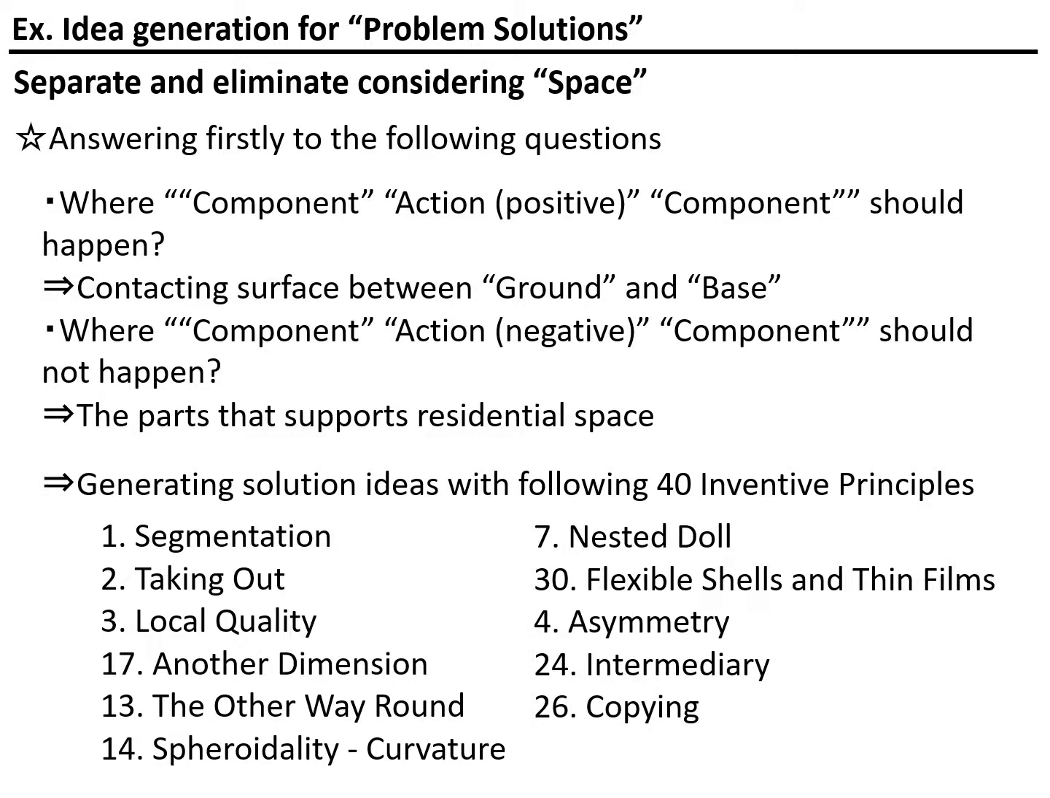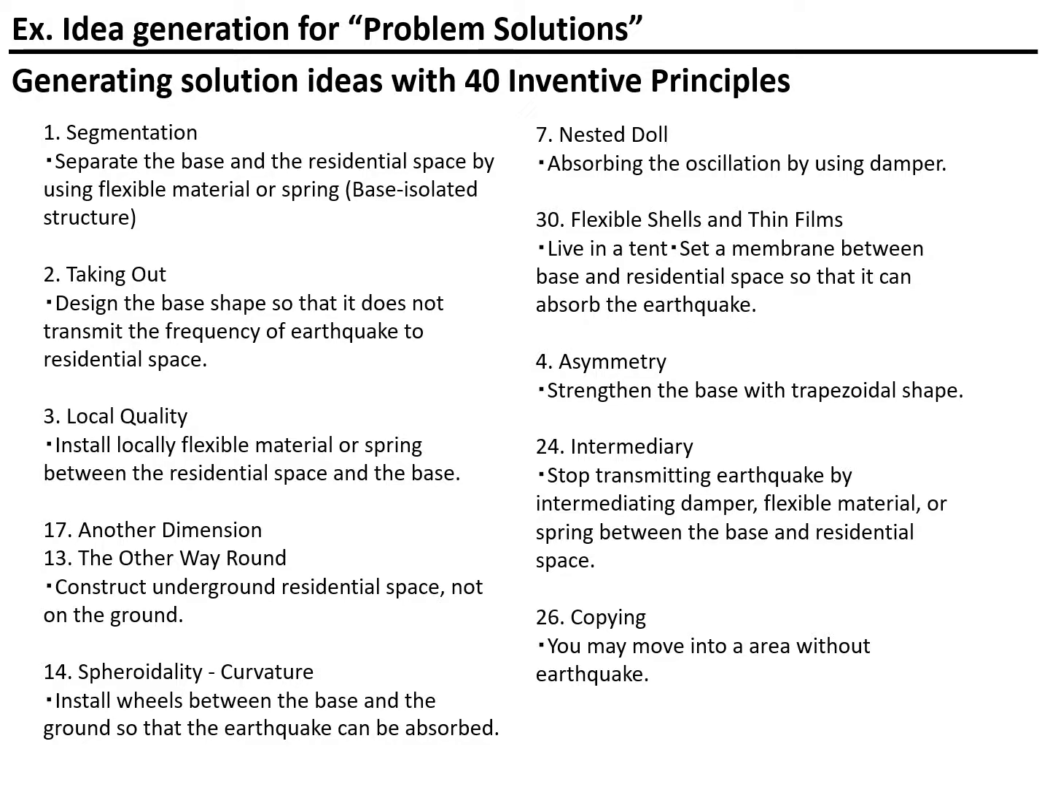Taking these answers into consideration, we could move on to see the 40 inventive principles for separation on the basis of space: segmentation, taking out, and other inventive principles. These are the ideas which I have come up with. By exploiting the principle of segmentation, we may separate the base and the residential space by using a flexible material or spring. I think this could be recognized as a base isolated structure. Or taking out, we may design the base shape so that it does not transmit the frequency of the earthquake to residential space. Another example, with respect to principle number 30, flexible shells and thin films, we could live in a tent or set a membrane between base and residence space so that it can absorb the earthquake.